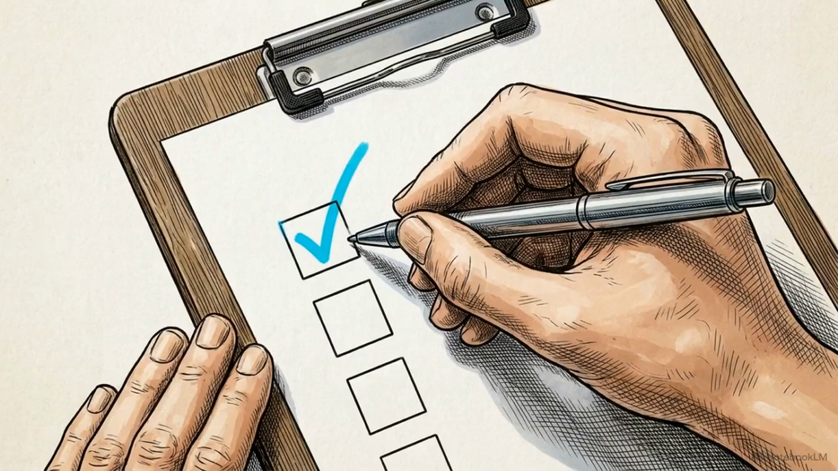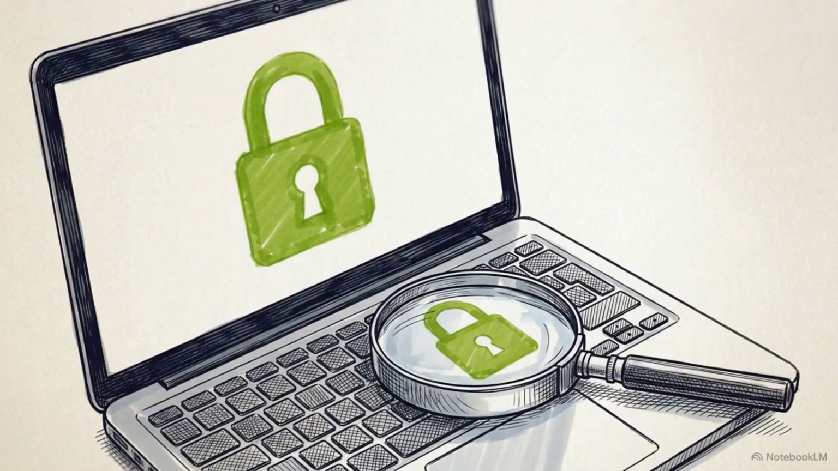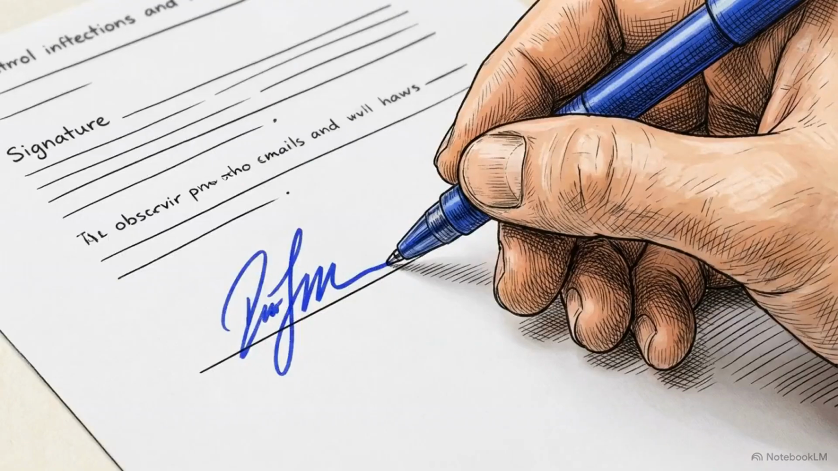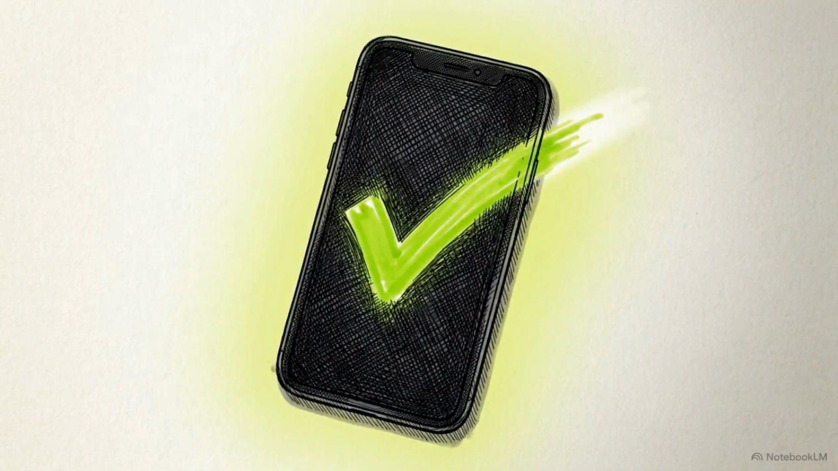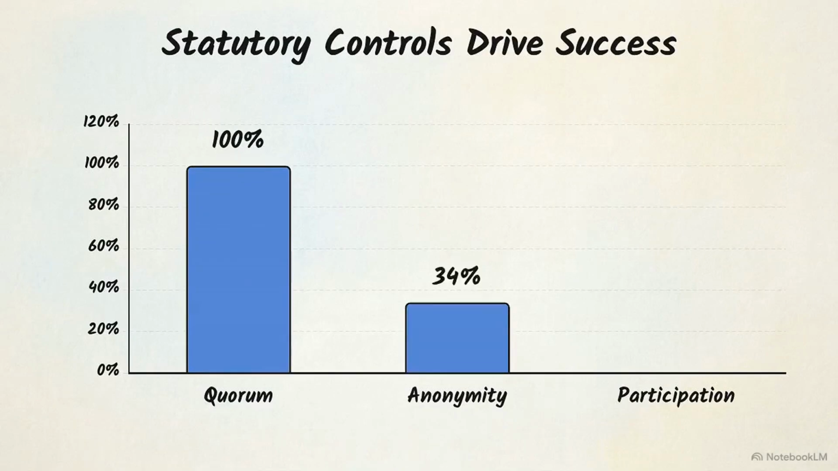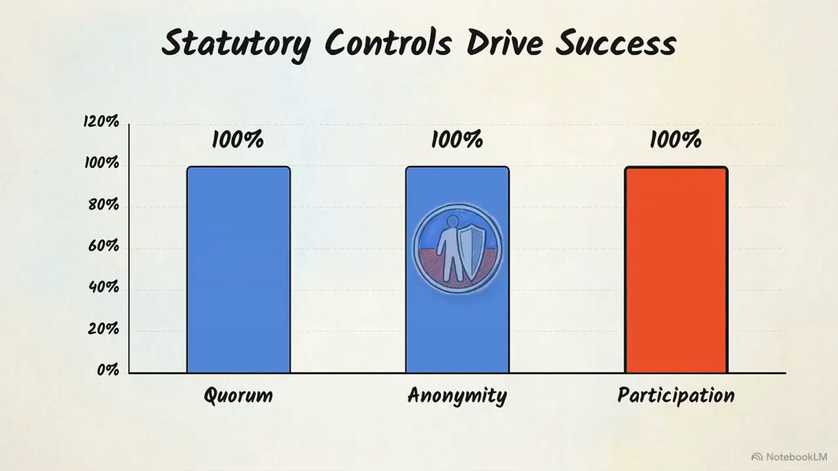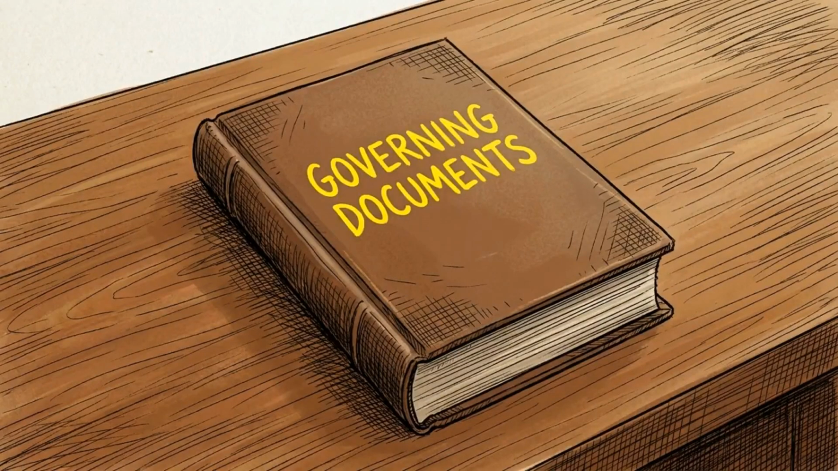The implementation sequence requires precise execution. Deliver the 14-day notice, vet a strictly compliant vendor, collect the written homeowner consents, and execute a legally bulletproof election. Operating within these statutory controls secures your meeting quorum, protects voter anonymity, and boosts overall participation without requiring a single structural change to your governing documents.